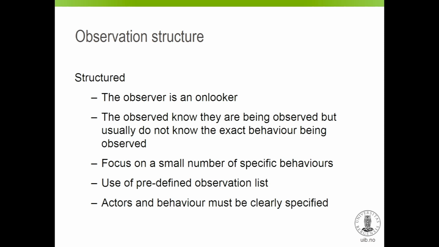Another issue is the structure of the observation. The observations can be very structured or it can be unstructured. And let's look at the structured observation first. In this, the observer is an onlooker. The observed know that they are being observed, but usually they do not know the exact behavior being observed. So focus on a small number of specific behaviors, and the researcher uses a predefined observation list. The actors and the behaviors must be clearly specified.